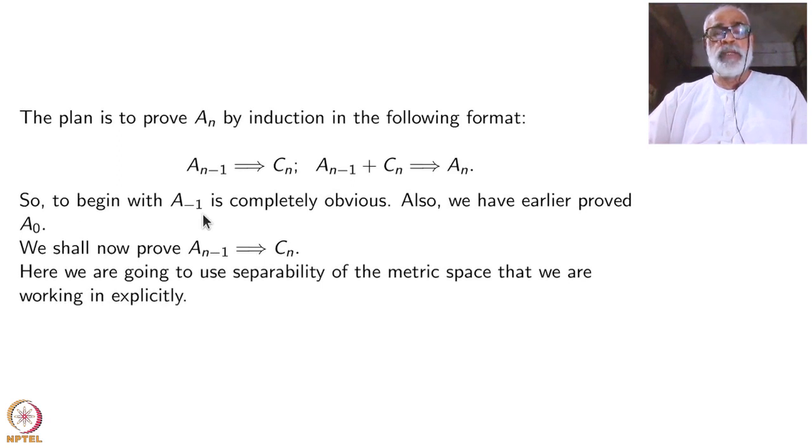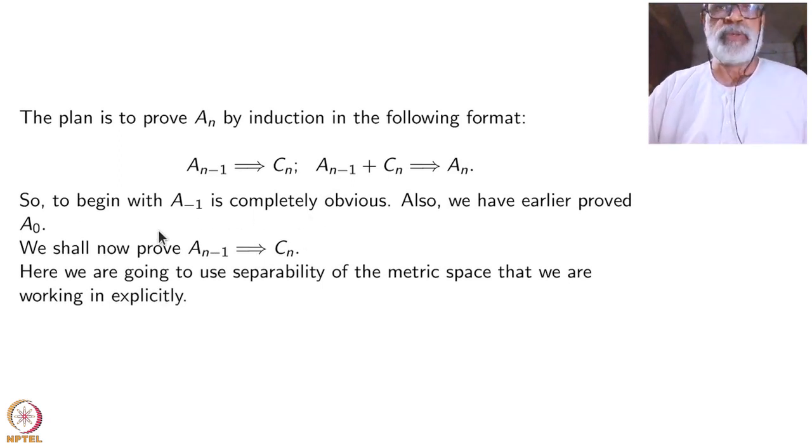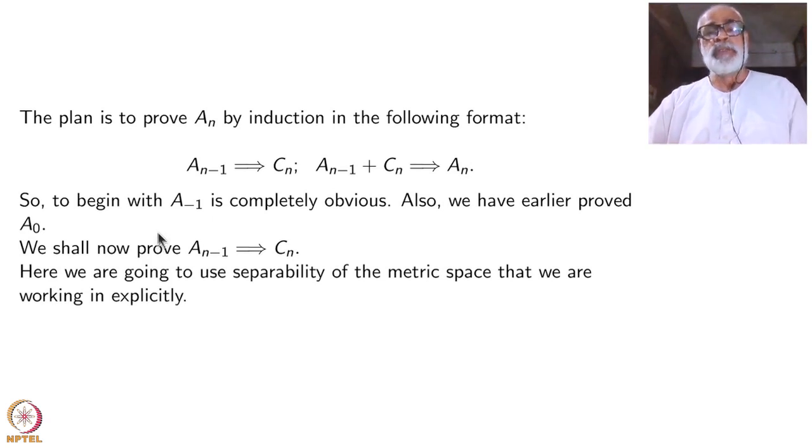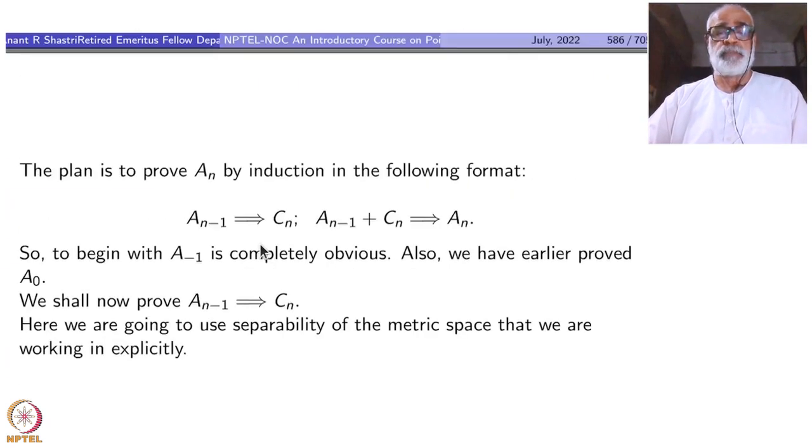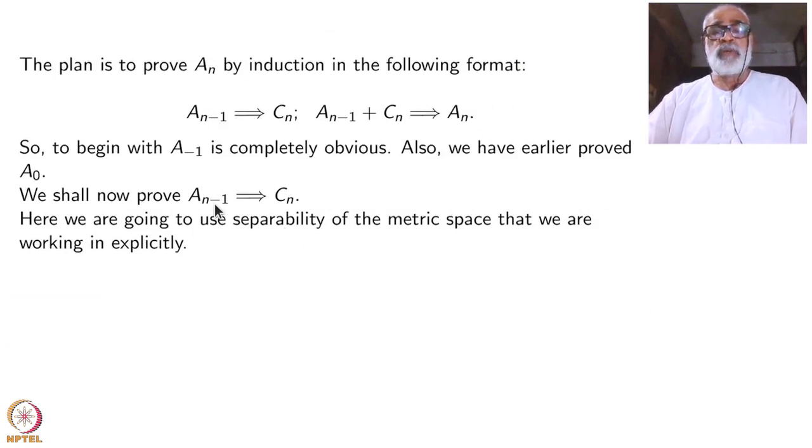So to begin with, A_(-1) is completely obvious. A_(-1) means they are all of dimension less than or equal to minus 1, so they are all empty. A countable union of empty sets is the empty set. There is nothing to prove there. So our induction starts at n equal to minus 1. Also, we have earlier proved A_0 itself, remember that.